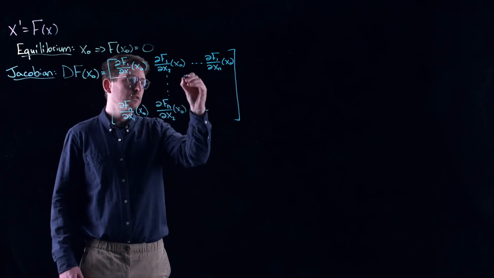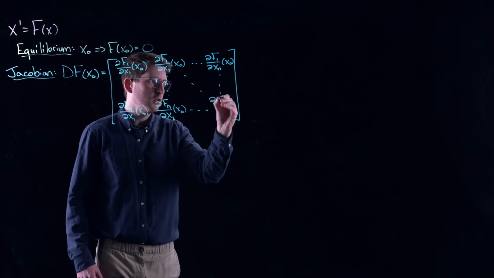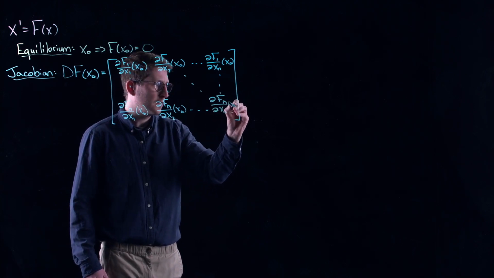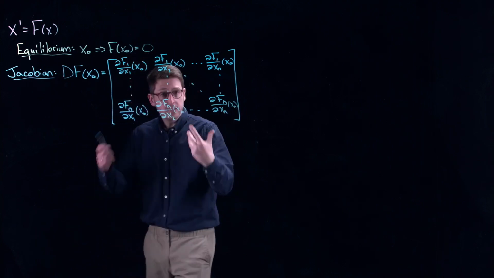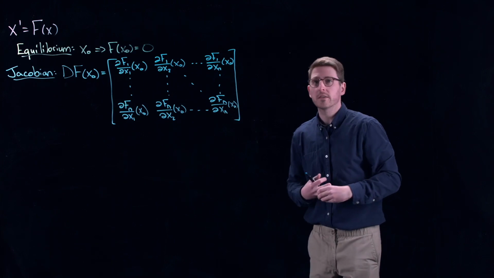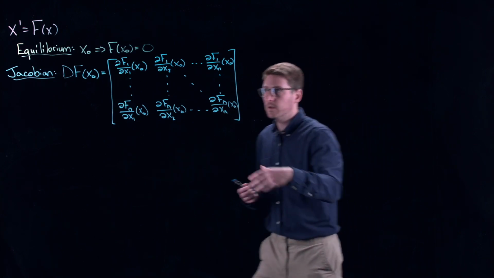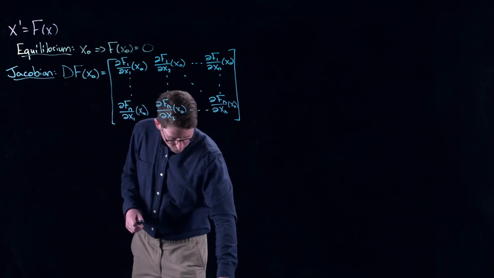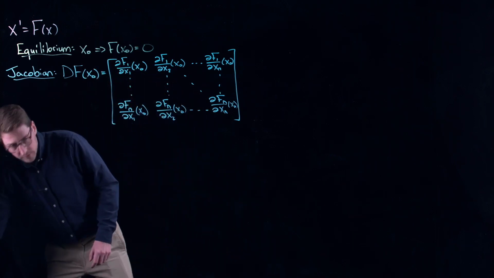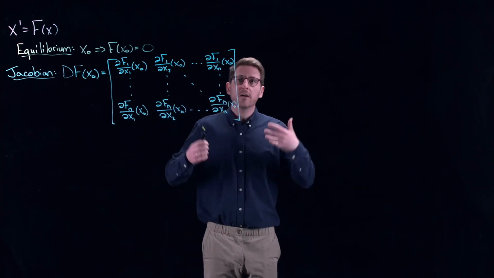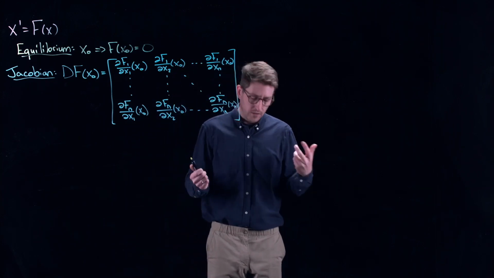So let's do this. Partial fn, partial xn, at x naught. This is just a matrix. It's written complicated, it's a big symbolic thing, but these are just numbers. They're partial derivatives evaluated at whatever the equilibrium point is that you found. Well, this is a matrix. What do we do with matrices? We find eigenvalues and eigenvectors.